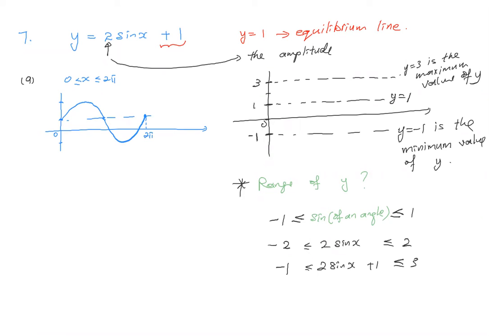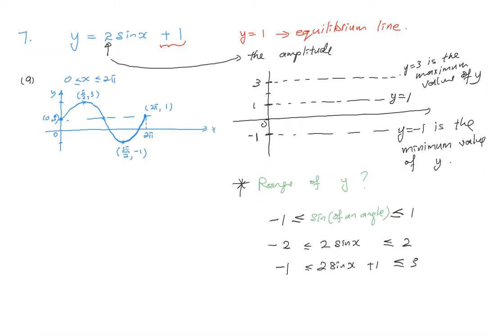So the maximum point is here, pi by 2 and 3. The minimum point is here, 3 pi by 2 and -1. And this is 2 pi, 1. So when you sketch the graph, all the turning points you are supposed to write down. If you didn't write them down, I will deduct your marks. I told you already. So please. 0 and 1. Yep. So this is your Y, this is your X.